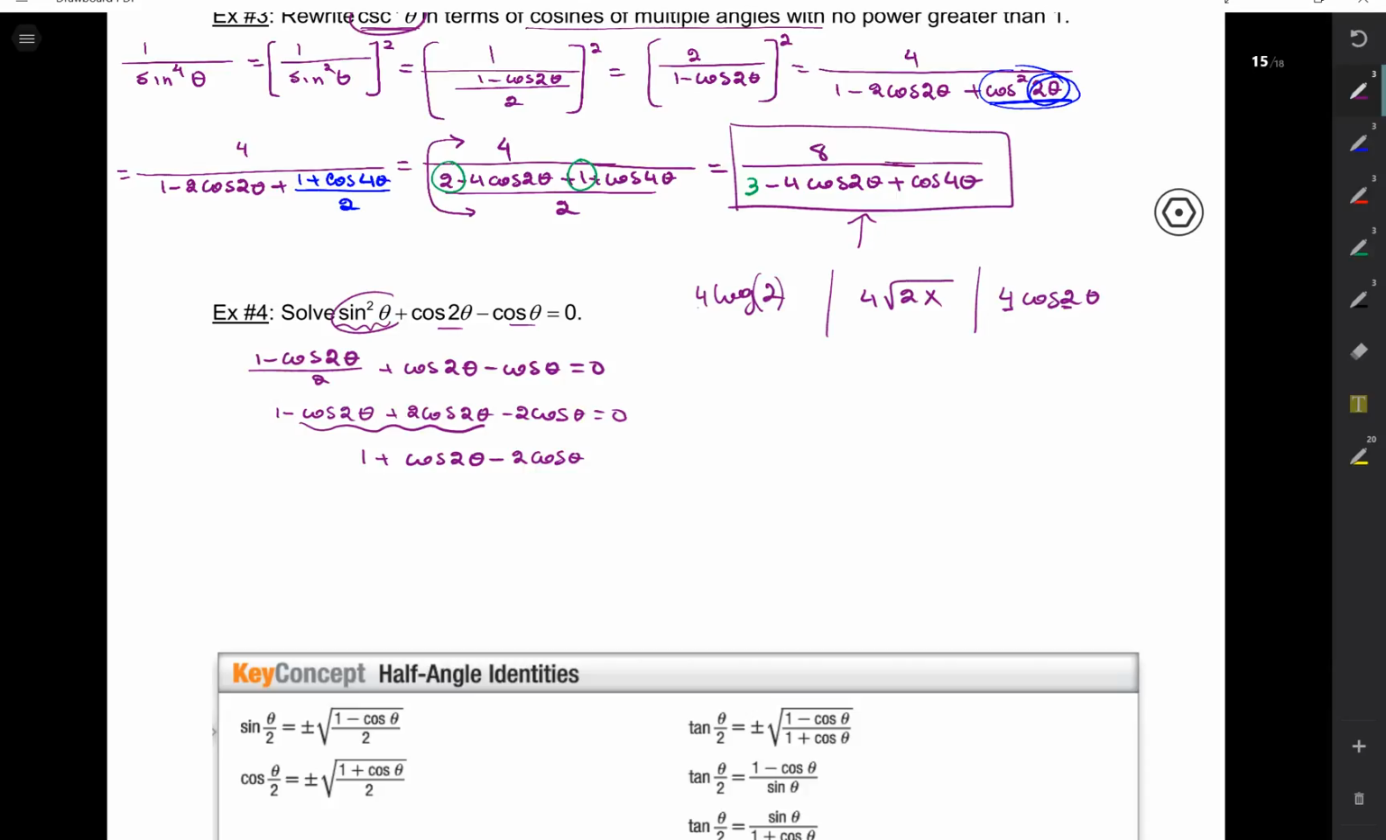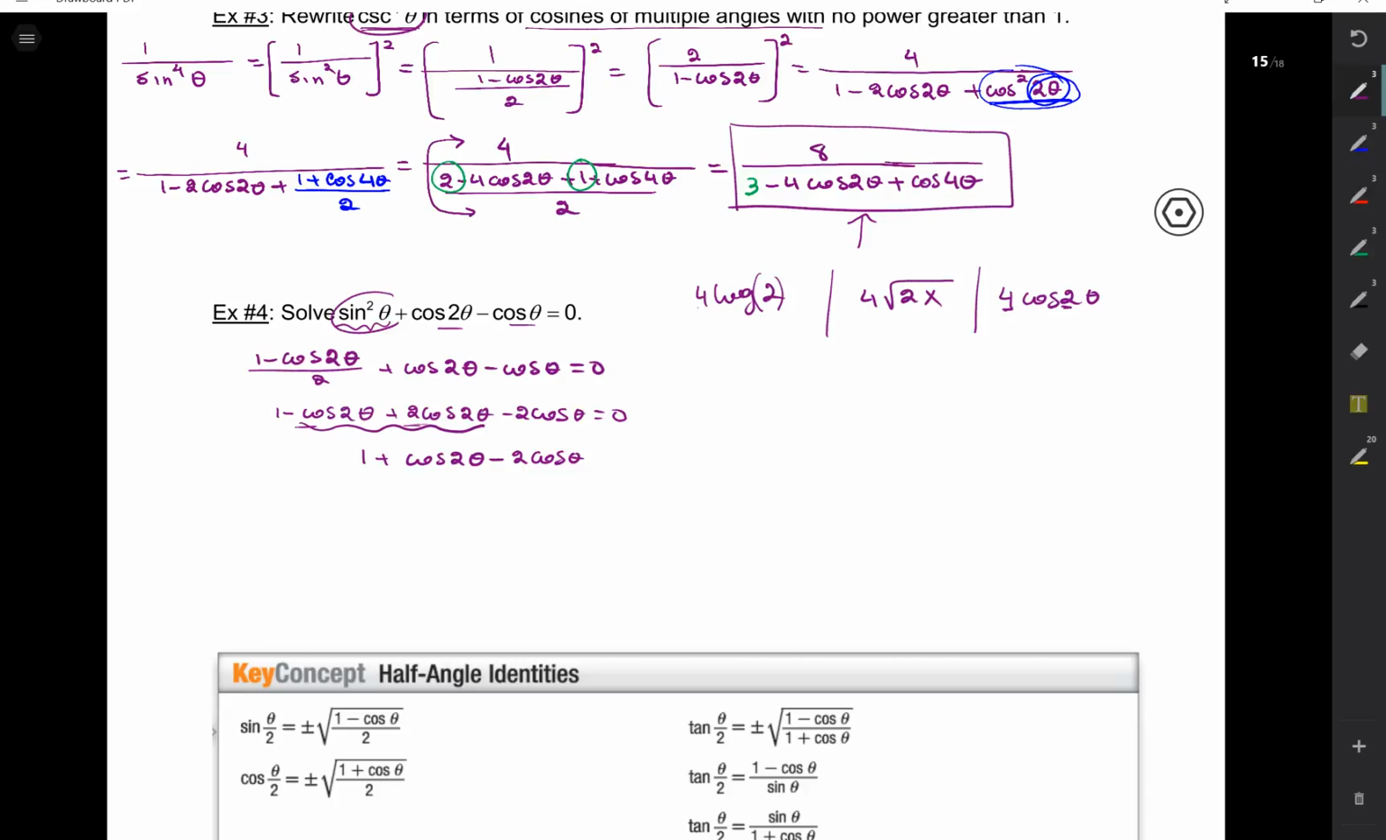Okay, so now I still have issues. I had a negative cosine 2 theta and a positive 2 cosine 2 theta. I combined like terms. So 2 minus 1 is 1 cosine 2 theta. Oh, so you can just combine like terms. Yeah, because it's both cosine 2 theta, they're like terms.